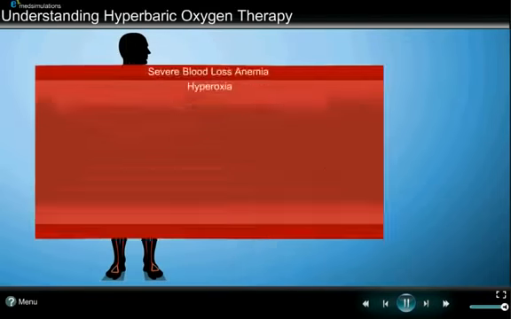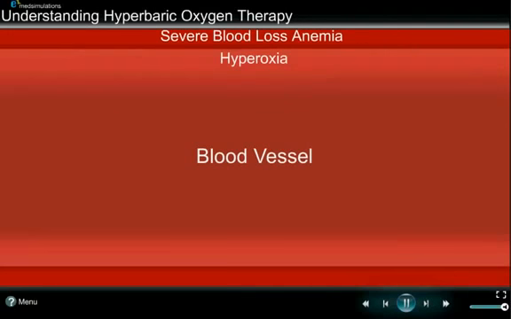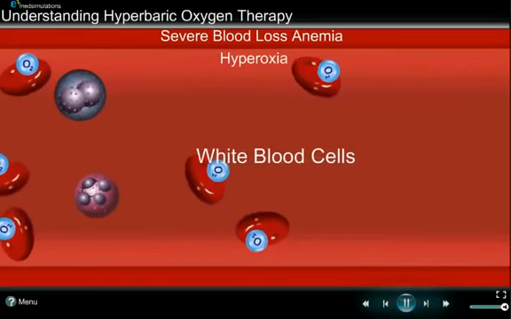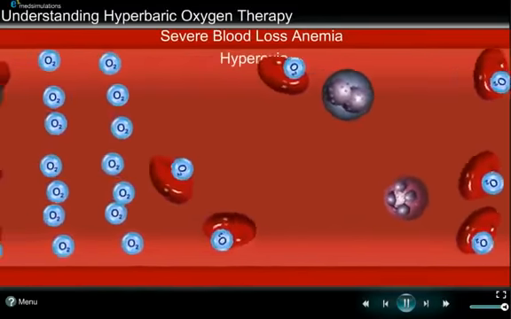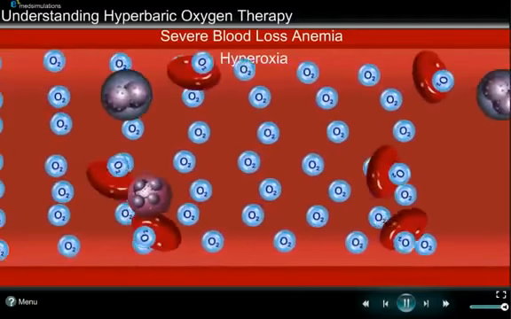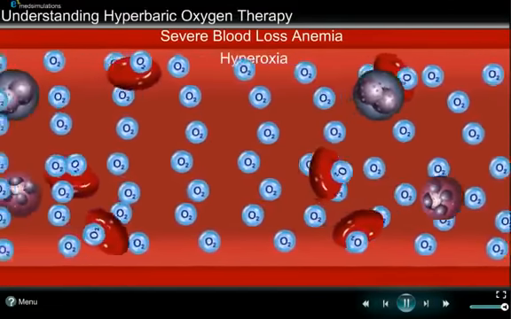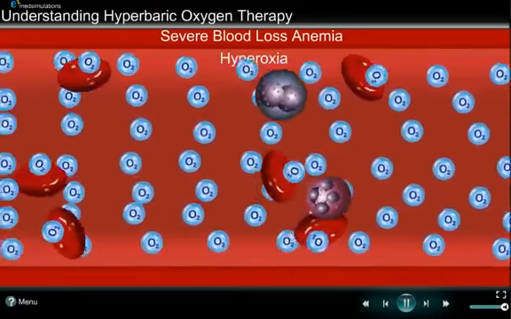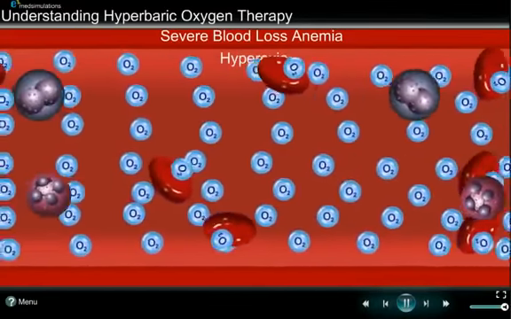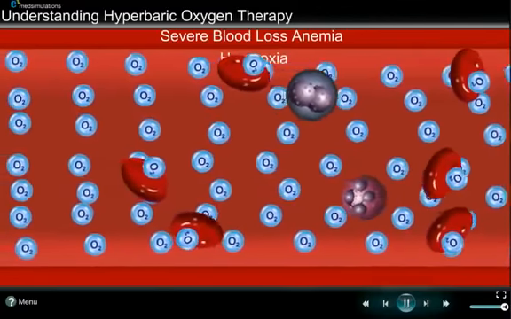Patients with severe blood loss anemia have low oxygen carrying capacity due to much lower amounts of hemoglobin and red blood cells in the blood. HBO2T delivers increased oxygen under pressure, resulting in large amounts of oxygen being dissolved into the blood. This maintains the body's oxygen demand and can sustain life until other medical therapies become effective.